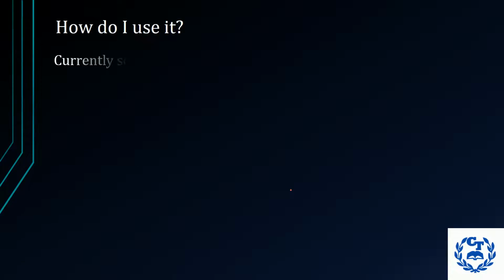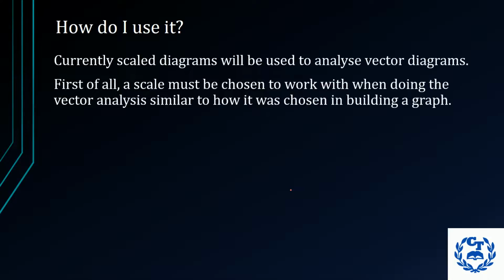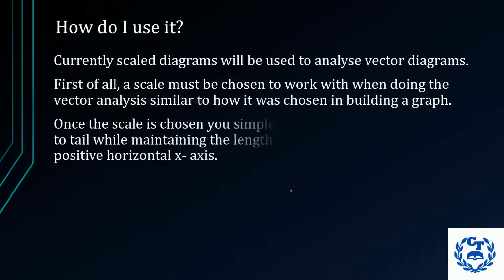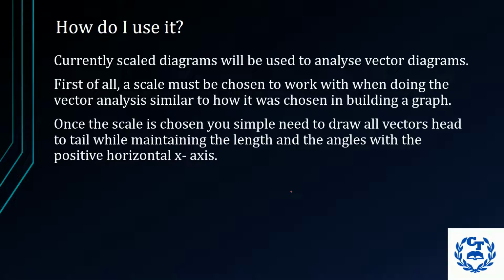So how do we use it? First off, you need to choose a scale, and you choose a scale the same way you would when you're doing the scale for building a graph. Once you've chosen a proper scale, all you need to do is simply take all vectors and draw them one after the next, head to tail, while maintaining the lengths according to the scale and the angles with the positive horizontal x-axis. Now you may be wondering, what does it mean head to tail?